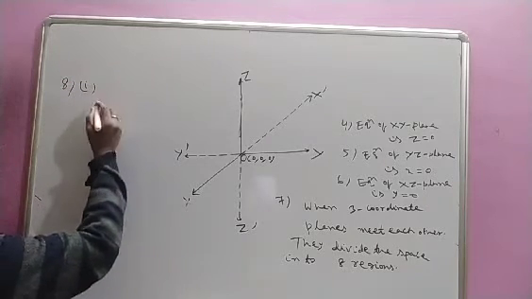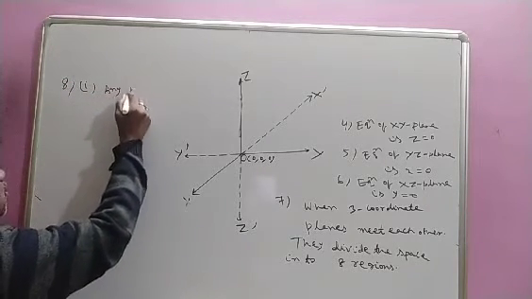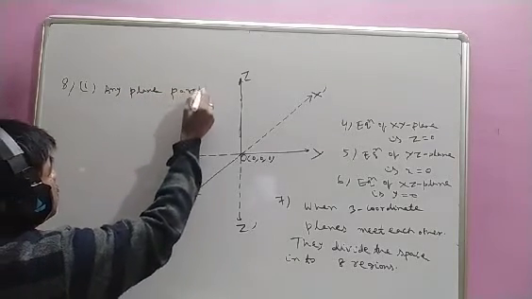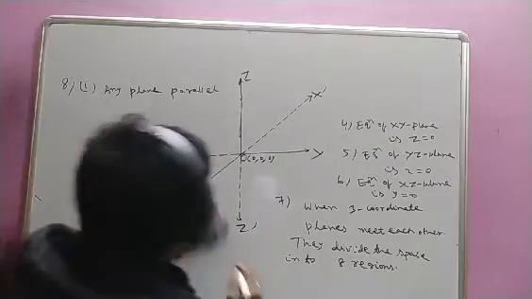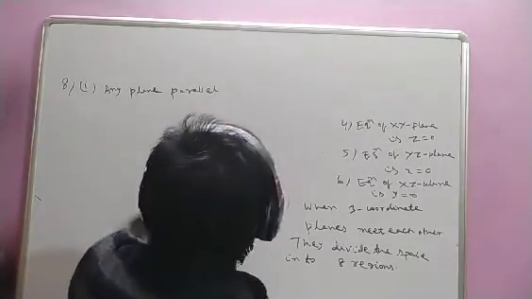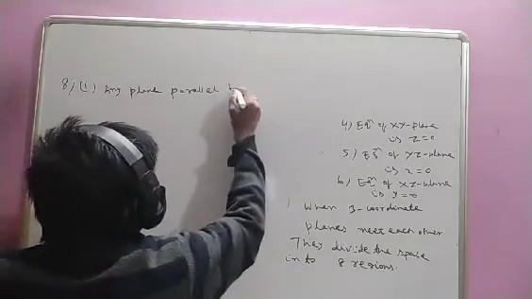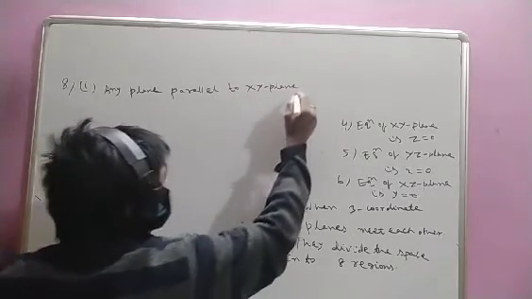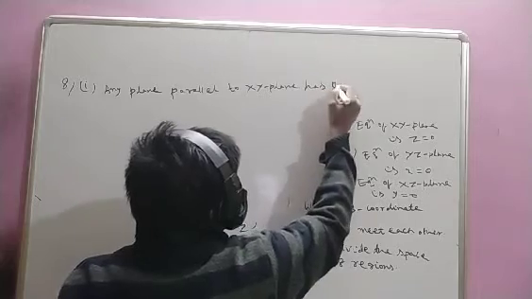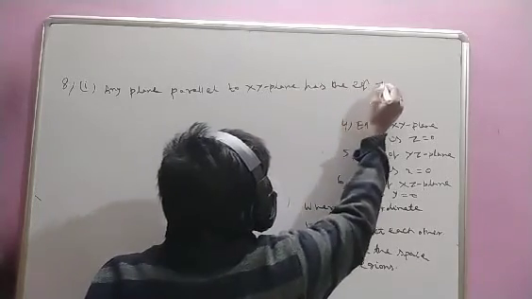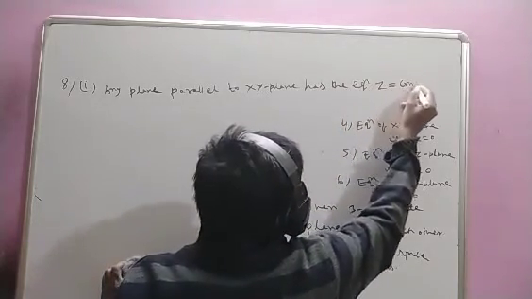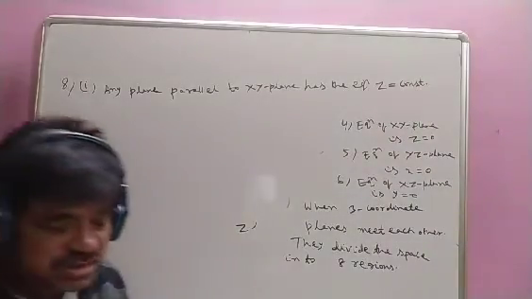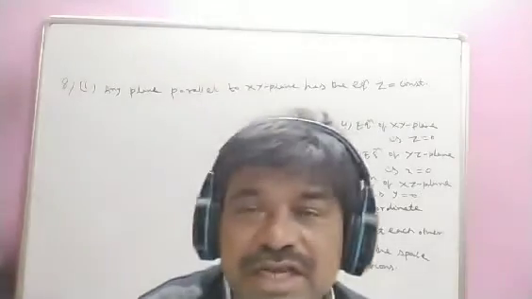First bit you write: any plane parallel to xy plane has the equation z is equal to constant. Okay. So you write any plane parallel to xy plane has the equation z is equal to constant, which means that the z coordinate is constant.